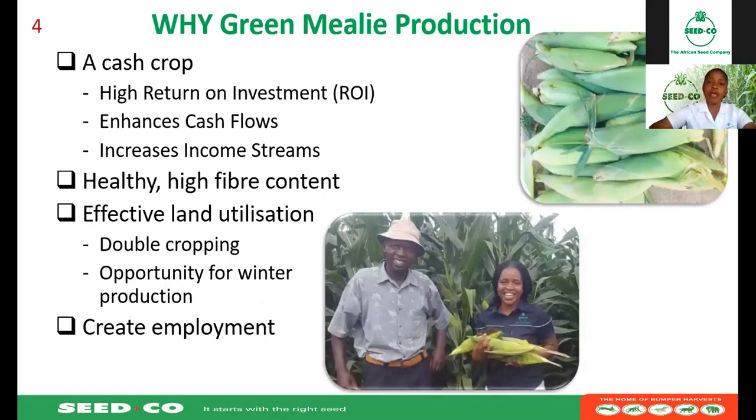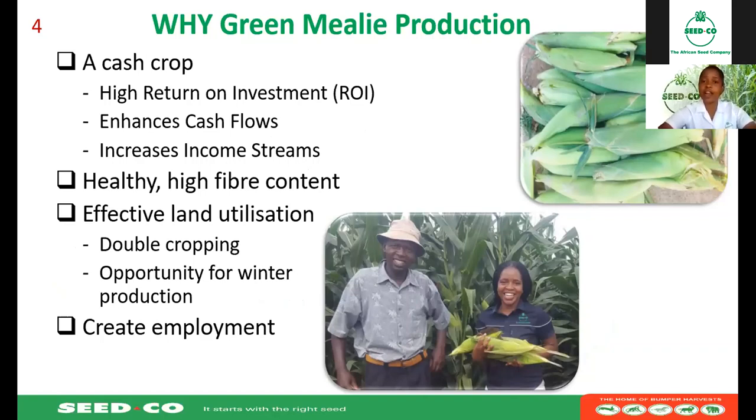So why Green Mealie Production? Green Mealie Production is important in the sense that Green Mealies can act as a cash crop. It has a high return on investment or return per dollar invested, and it enhances cash flows on a farm.